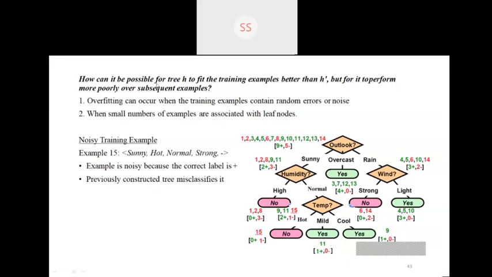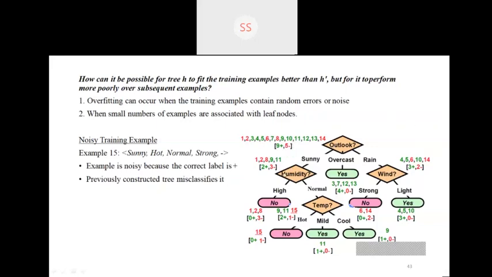That is, how can it be possible for tree H to fit the training examples better than H dash? Okay, and here they have classified the things. So take one more example here. Examples 1, 2, 6, 8, 9 are all negative examples, and the remaining are the positive examples. There are 14 training instances. Out of 14 training instances, 5 are negative and the remaining 9 are positive.